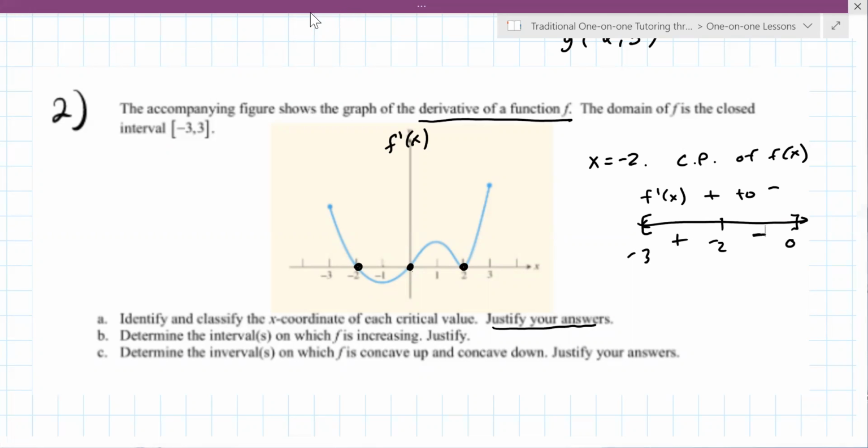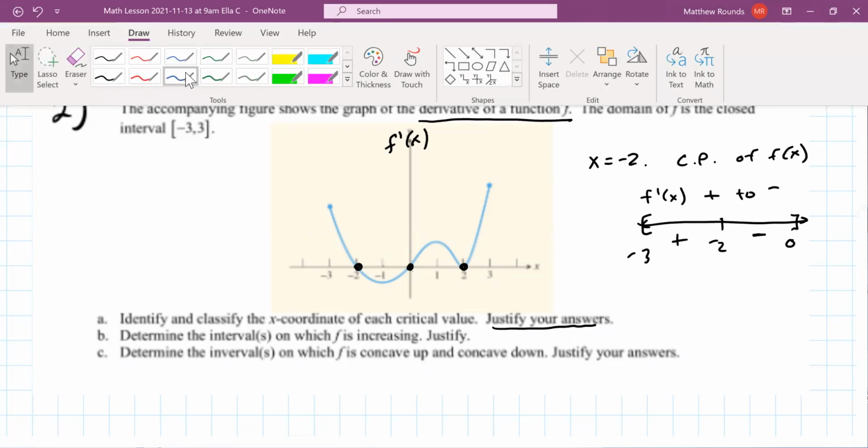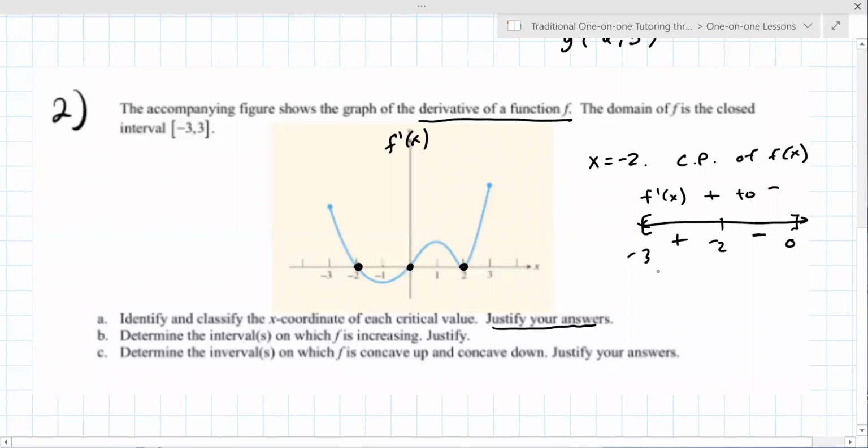And let me just do one more thing here, I'm using a different color. In terms of the original function, here's what the original function's doing. So there's that max right there, because it's literally going from plus, increasing, to decreasing with that sign chart.